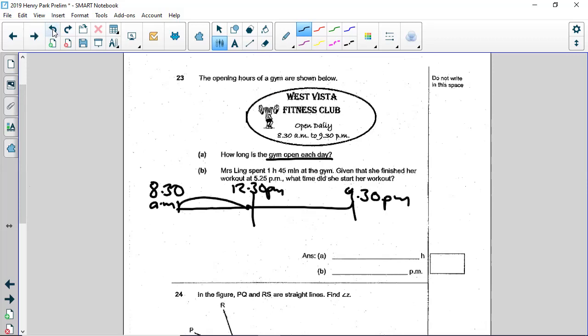So 8:30 to 12. Yeah, okay, hurry, you can go. If you need to go toilet, just go, okay, just go.